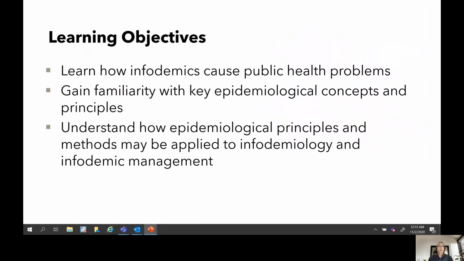I have three learning objectives. One is for you to learn how infodemics cause public health problems. Two is to gain familiarity with key epidemiological concepts and principles. And then also to understand how these principles and methods may be applied to infodemiology and infodemic management as well.